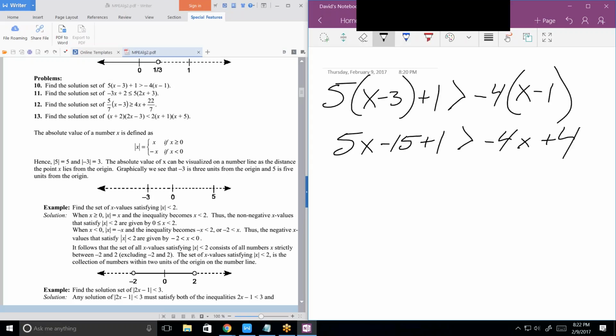Okay. Now, what's the next thing you're going to do? Well, let's combine the minus 15 and 1. That makes it minus 14. Let me see if my eraser is working. All right, so we're there. Now what?